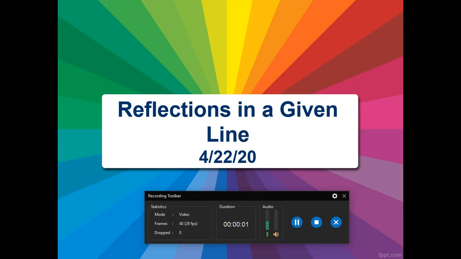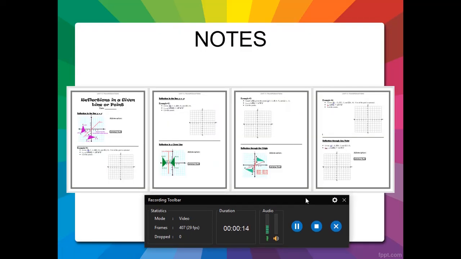Today we're going to pick up with more reflections. Instead of going over the x-axis or the y-axis, we're going to reflect through a different line or possibly a point. Here's the note packet that you'll need for today's lesson. There should be 4 pages.